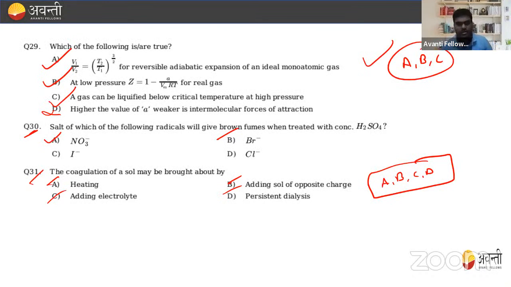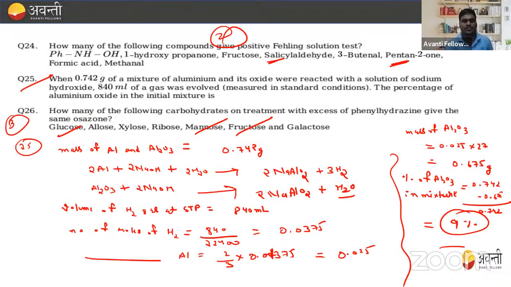Some easy questions are also there, like the 29th, 30th, and 31st questions. Some difficult questions are also present, like question number 25 and question number 24. So try to solve the questions as much as you can. The more familiar you are with this, the more you are able to solve a question directly, right?